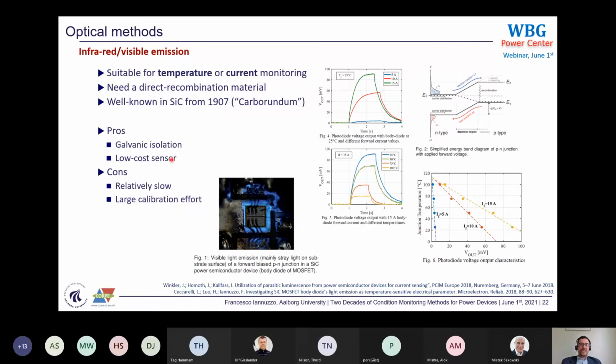Pros: very good galvanic isolation and a very low cost sensor. Everything you need is a narrow band detector. The cons: it is slow, because the sensor is based on energy brought by photons, so you need to wait, and this can take milliseconds or more. And you need calibration effort, because of ambient light. You need shielding to make sure that the light you are measuring is really the one you want to measure, nothing else.